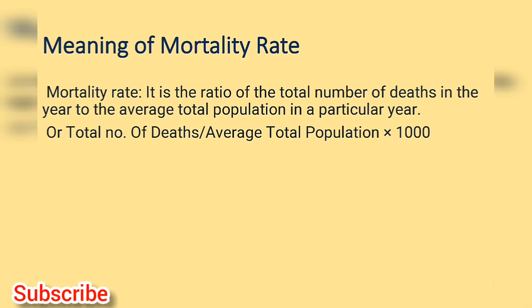which is counted every year. So India's current mortality rate is about 7.3 deaths per 1000 population. So per 1000 there is data that the mortality rate is 7.3. In the formula we can write it like this: total number of deaths divided by average total population, multiplied by 1000. 1000 is per 1000 persons or population. So mortality rate is defined per 1000 persons or per 1000 population in a particular country.